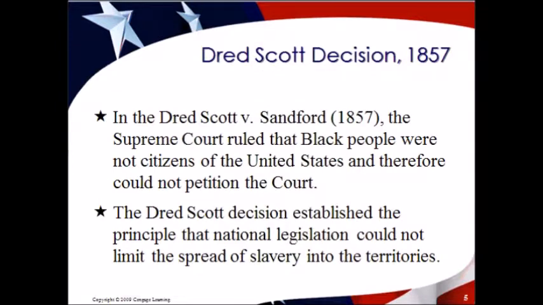In the Dred Scott versus Sanford case in 1857, the Supreme Court ruled that black people were not citizens of the U.S. and therefore could not petition the court. The Dred Scott decision established the principle that national legislation could not limit the spread of slavery into the new territories.